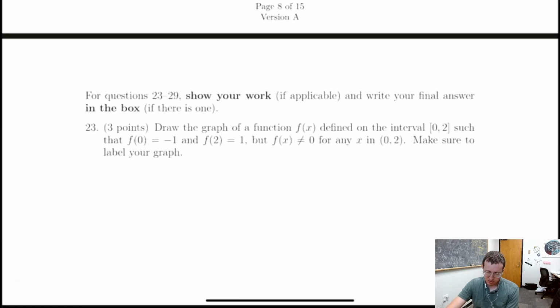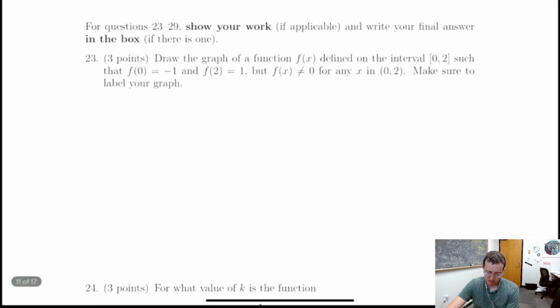All right, we made it to the short answer. I'm going to draw the graph of a function defined on 0 to 2. Okay, so let me draw some axes.